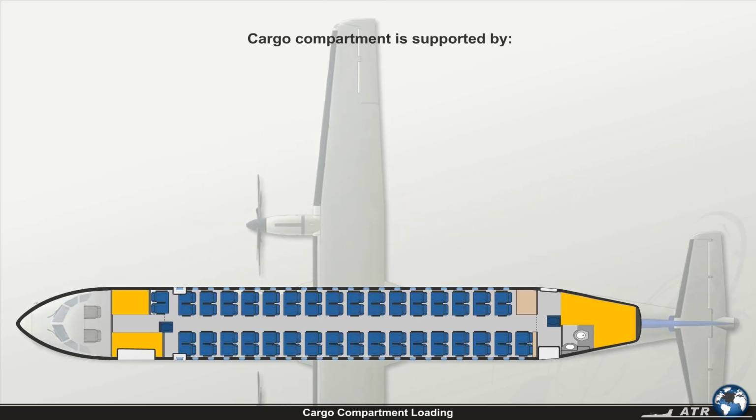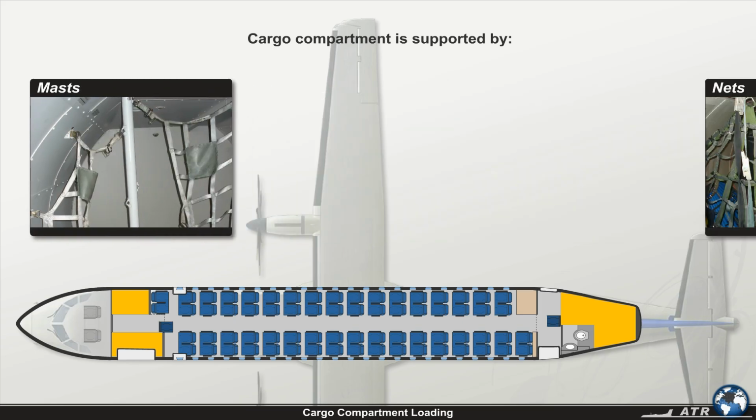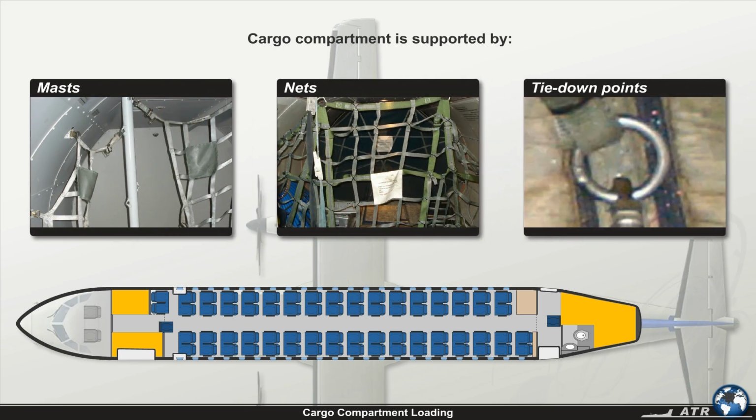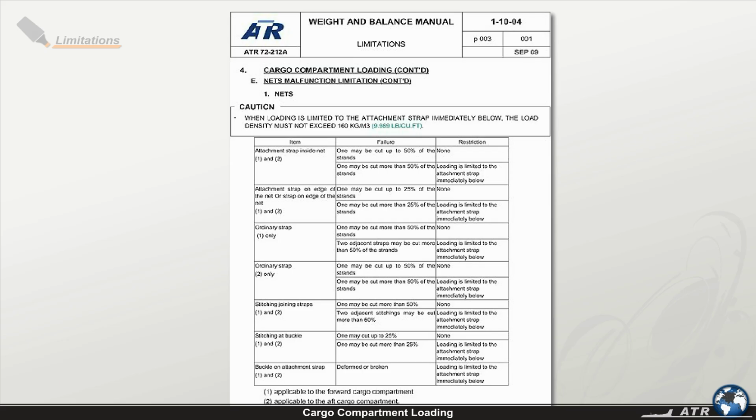The holding system of each compartment is supported by masts, nets, and tie-down points. Note that if any element is damaged or inoperative, the affected cargo compartment maximum weight will be limited. Observe the following tables and check the limitations for each situation.